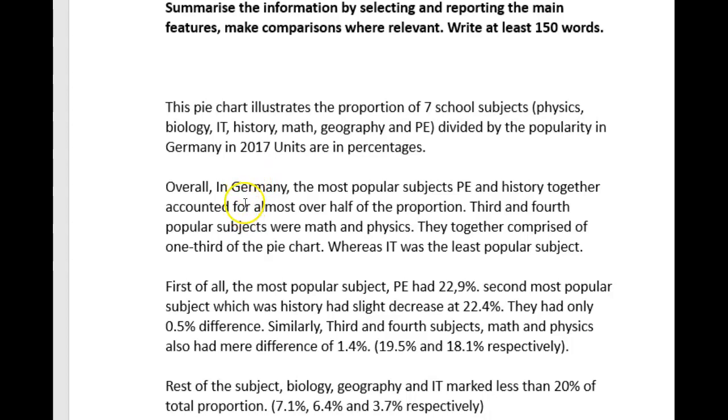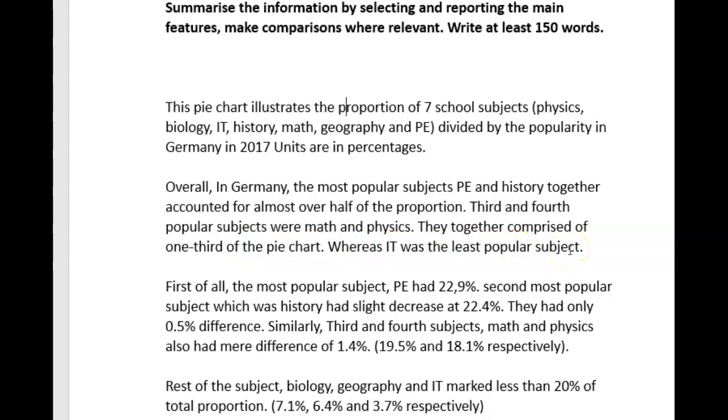Overall, in Germany, the most popular subjects, PE and history together, accounted for almost over half of the proportion. Third and fourth popular subjects were math and physics. They together comprised of 1/3 of the pie chart, whereas IT was the least popular subject.